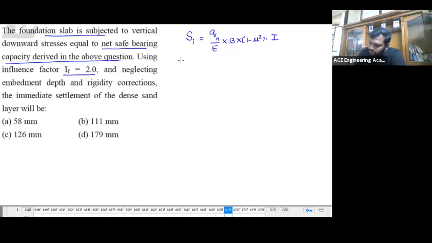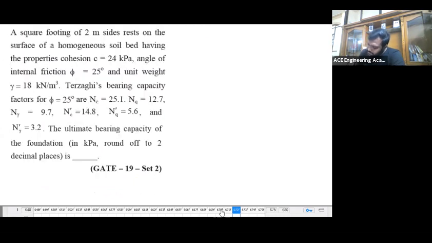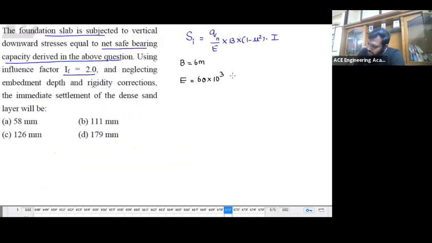You know that B is equal to 6 meters. E is 60 into 10 to the power of 3 kilopascals. Poisson's ratio is 0.3. And what is the I value here? It is mentioned as 2. And neglecting the rigidity corrections also, you don't need to apply any rigidity corrections. Directly you can simply substitute.